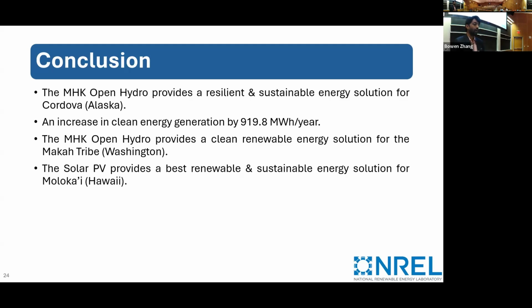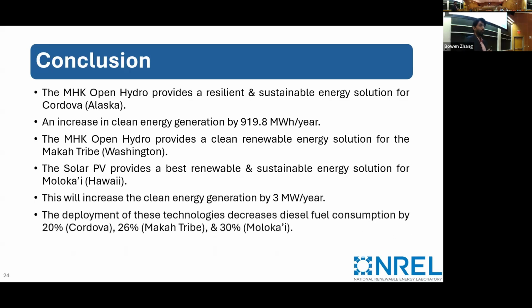But for Molokai, which is in Hawaii, solar PV is the first preference. And the good thing is, if we implement all these technologies in these remote areas, you will reduce diesel fuel consumption by 20% in Cordova, 26% in the Molokai Tribe, and 30% in Molokai, which is in Hawaii. And we can significantly increase clean energy generation by 919 megawatts per year in Cordova, Alaska, using the preferred technology.